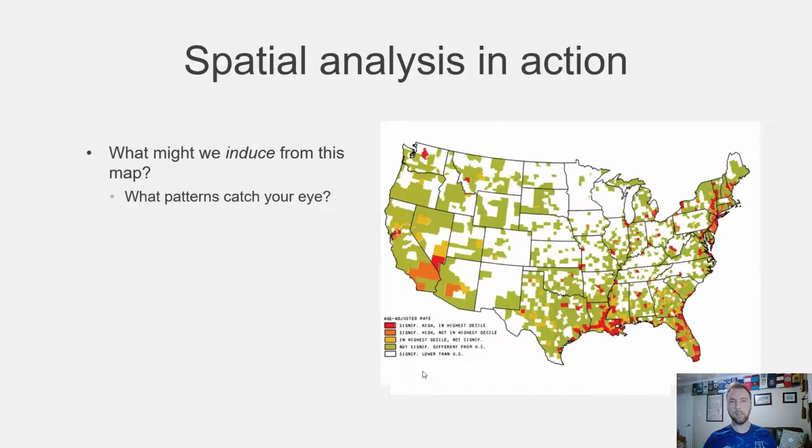So here is spatial analysis in action. Now, typically I do this in a classroom and I ask students to take some guesses about what this map represents. There's no title on the map. There is a legend, but it doesn't actually tell you what we're looking at. So I would encourage you at this point, if you need to, pause the video and spend some time looking at the map and the legend that says age-adjusted rate, significantly high, in and not in the highest decile, in the highest decile, not significant, and so on and so forth.